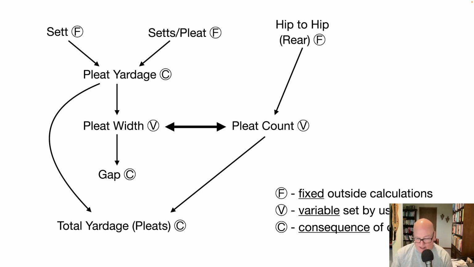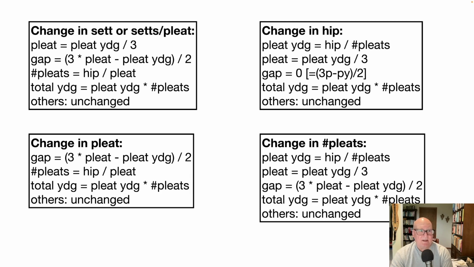All right, so I laid out some equations. The things that can change, the settsPerPleat, the hip to rear, those are our fixed values, so we'll start with those. If you change the sett, I'm saying you should recalculate the pleat. Pleat yardage I should probably put in there, but it's the hip size divided by the number of pleats. You're not changing hip, you're not changing number of pleats, so that doesn't really change.